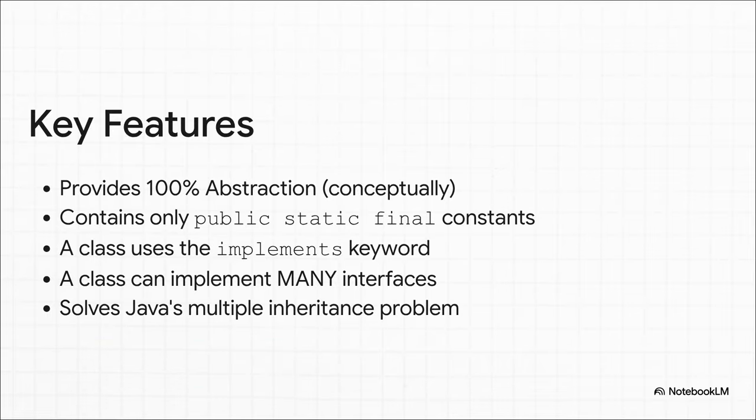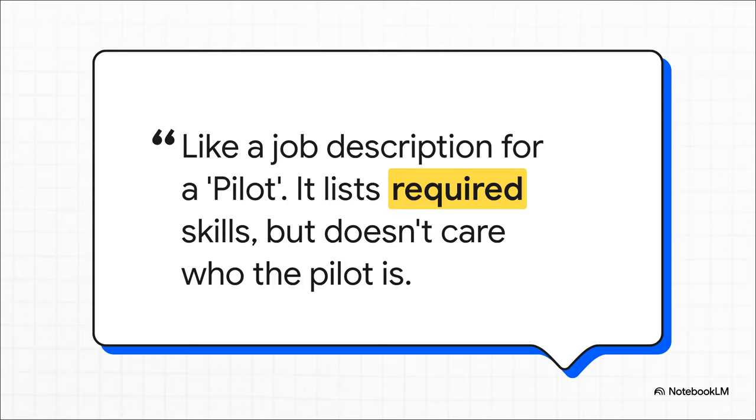And this is the absolute game changer for interfaces. In Java, a class can only inherit from one other class. That's a big limitation. But a class can implement as many interfaces as it wants. This is how Java solves the famous multiple inheritance problem. Your class can suddenly gain abilities from all these different unrelated contracts. It's incredibly powerful.